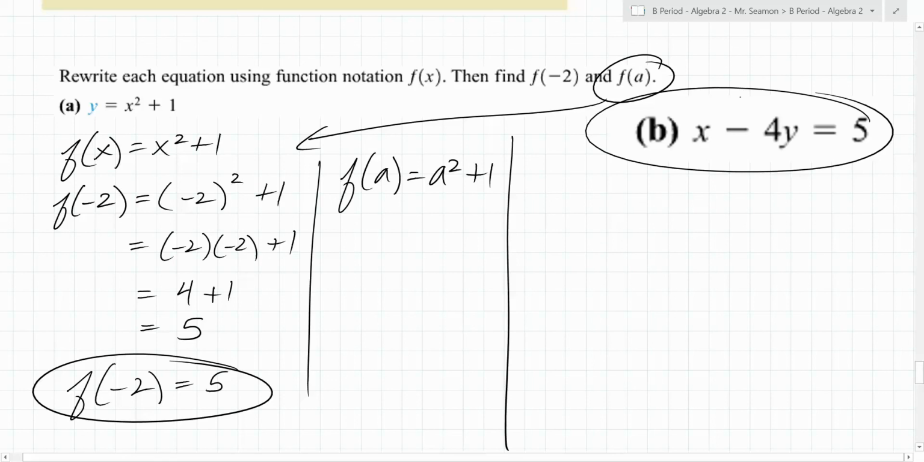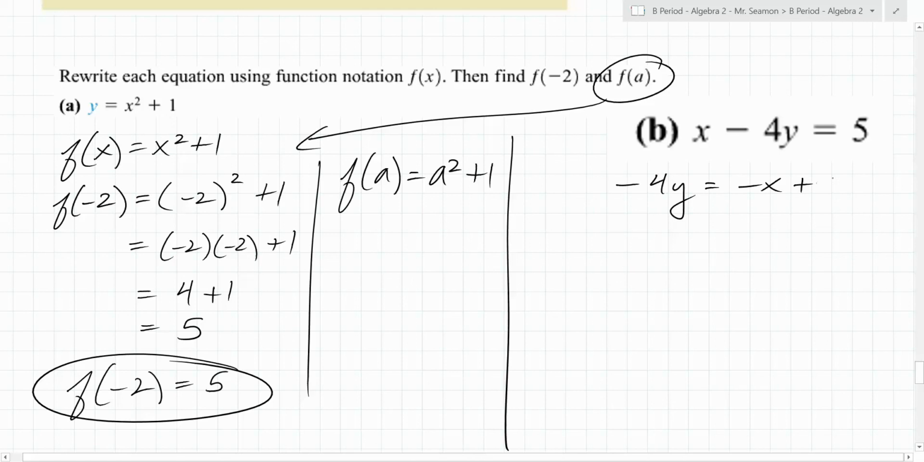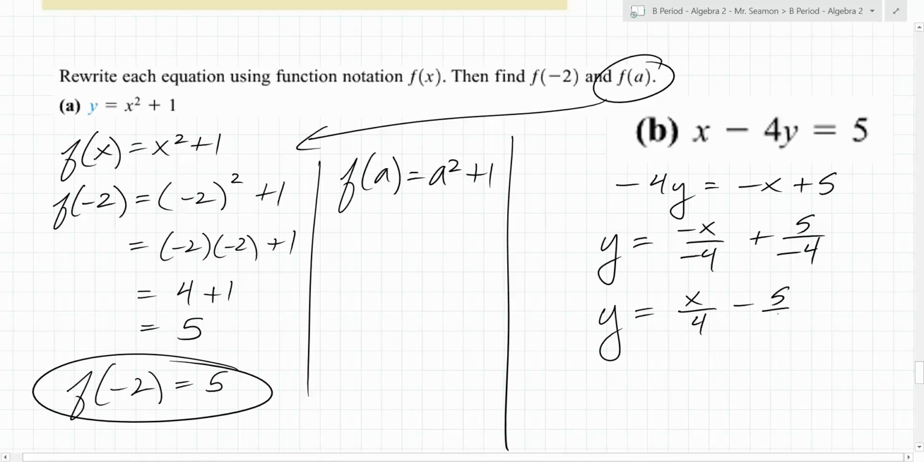We need to isolate y first. Let's subtract x. You get negative 4y is equal to negative x plus 5. So we subtracted x from both sides. And then divide both sides by negative 4. So y is equal to negative x over negative 4 plus 5 over negative 4. Negative over negative is a positive. So we end up with y is equal to x over 4 minus 5 over 4.